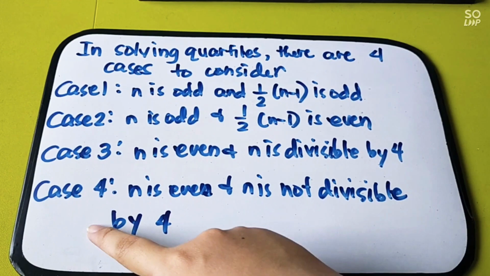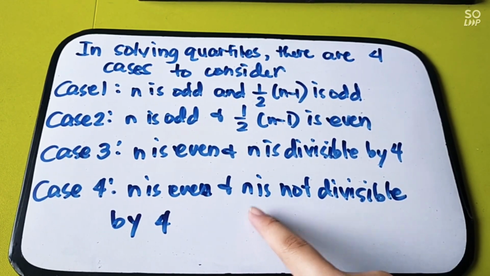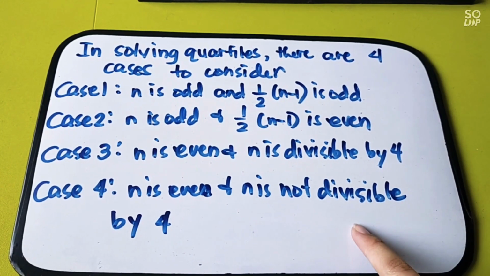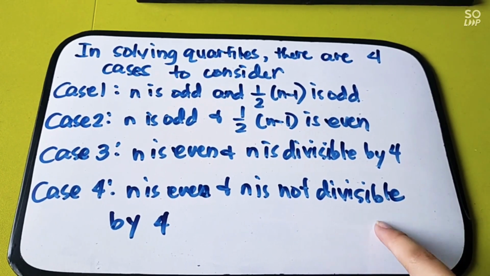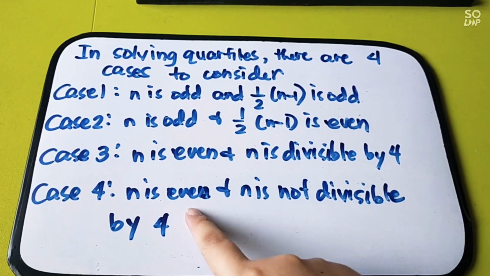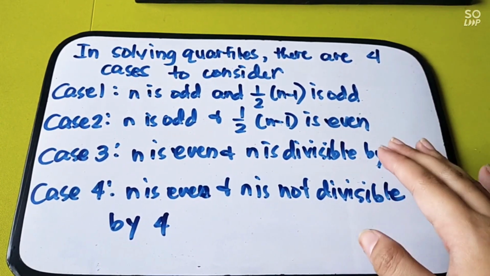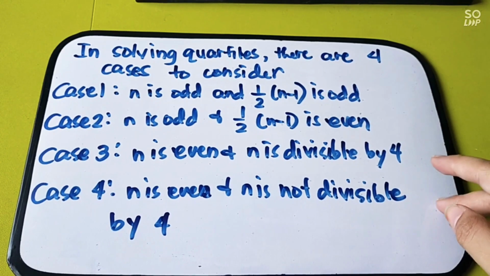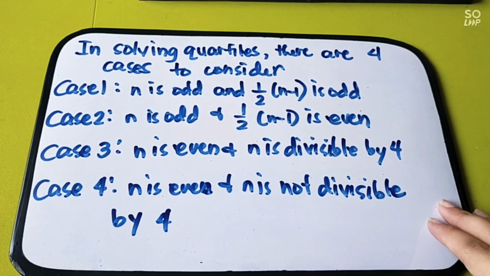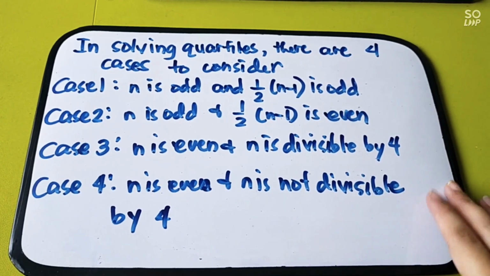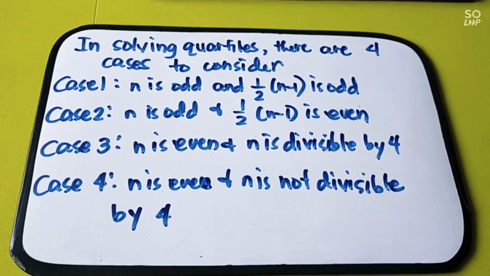And for case 4, we have n is even and n is not divisible by 4. For example, we have 10. 10 is not divisible by 4, pero 10 is even. Okay? So, that is the cases. So, in that different cases, iba-iba rin yung solving na dapat mong i-apply kay quartiles. So, let us have an examples.